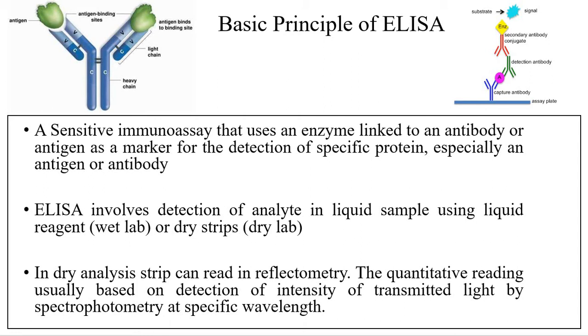ELISA can provide a useful measurement of antigen or antibody concentration. ELISA can be used to detect the presence of antigen that is recognized by an antibody, or it can be used to test for antibody that recognizes an antigen.